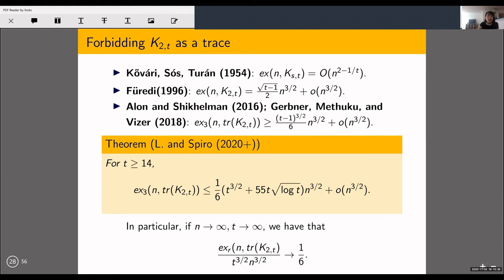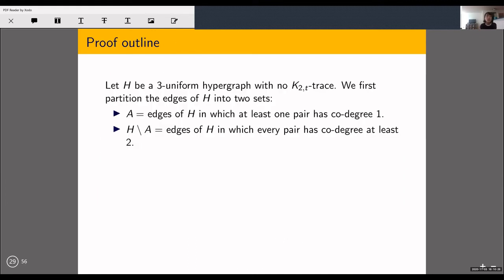All right, so here's the proof outline. I pick my hypergraph H, which is 3-uniform and contains no K2T trace. What I want to do is partition the edges and handle them separately. The first set I look at I call A. These are the hyperedges in H, each hyperedge being 3 vertices, where at least one pair of these vertices has codegree 1, which means that pair of vertices is only contained in that edge. And then H minus A will be everything else, which we will handle later.